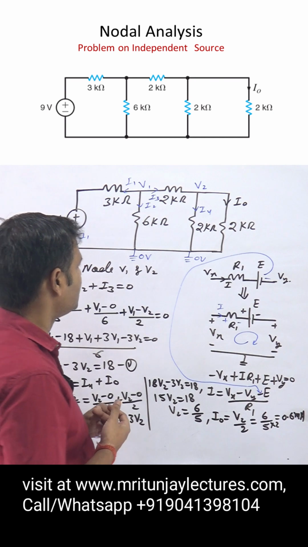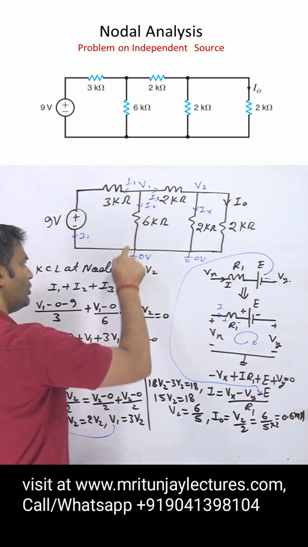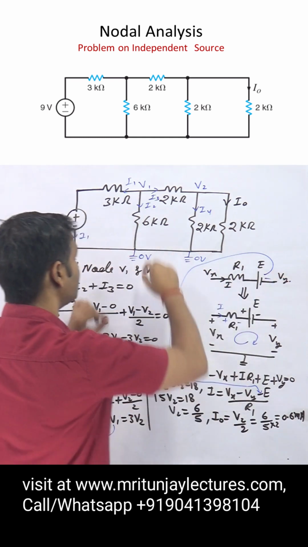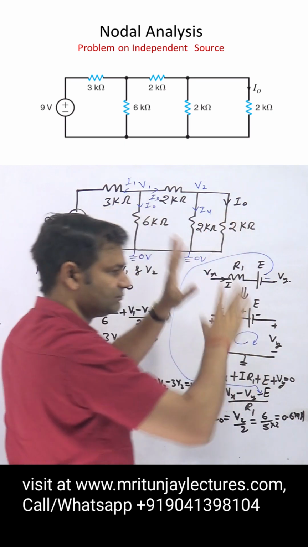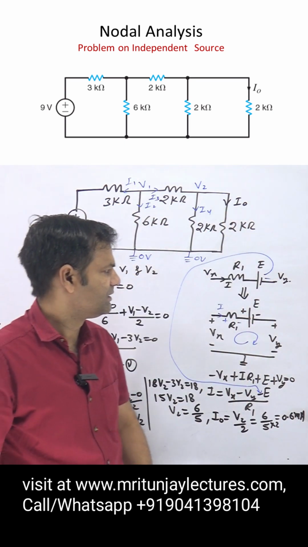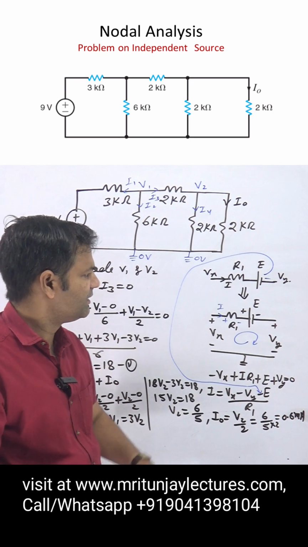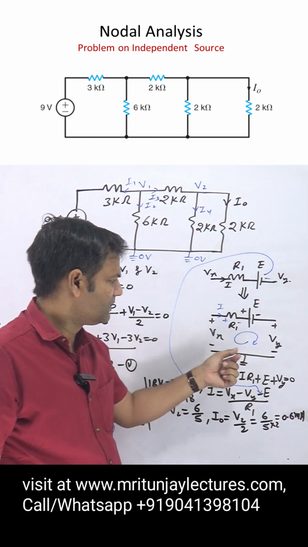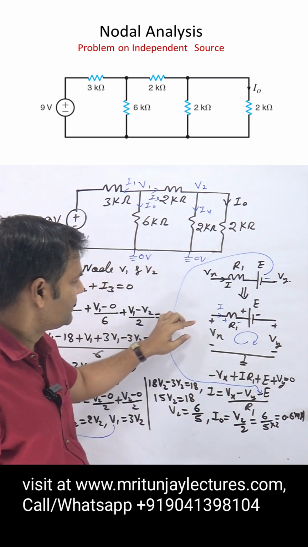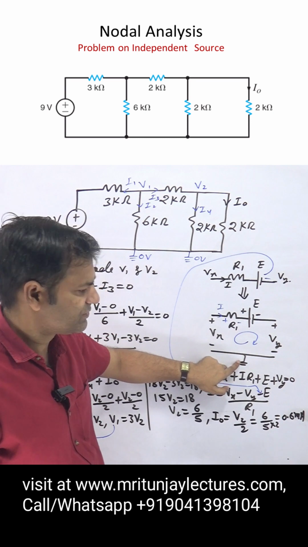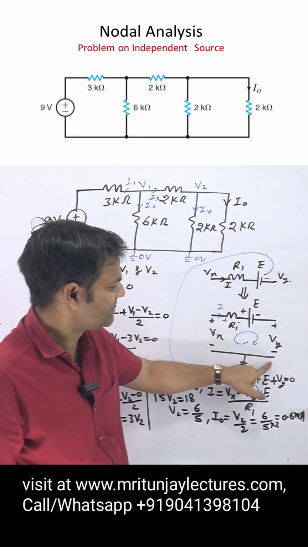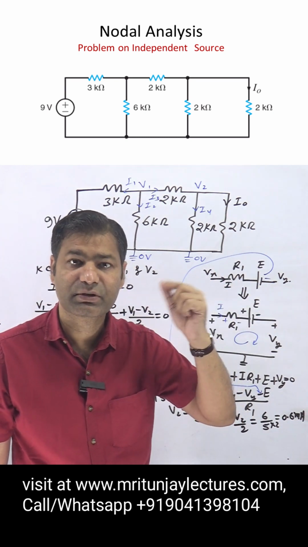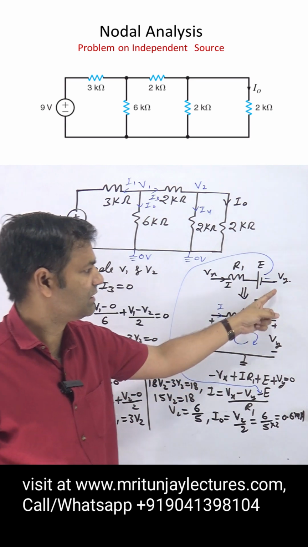Suppose one point is Vx and the other point is Vy, with resistance R1 and a voltage source E between them. So draw it here and represent it here. What is the meaning of this? This is the representation of that. So apply KCL at that node. Plus to minus, with respect to ground, that is Vx, and with respect to ground, that is Vy.